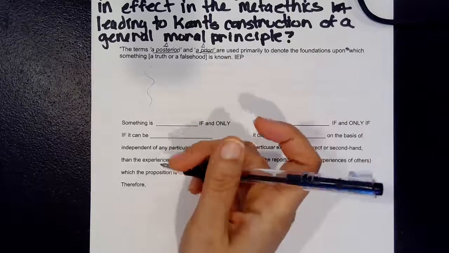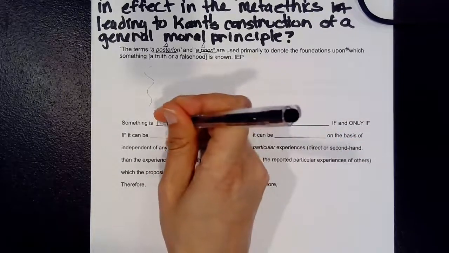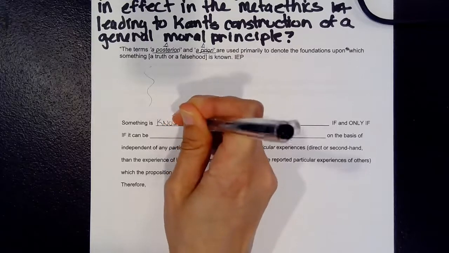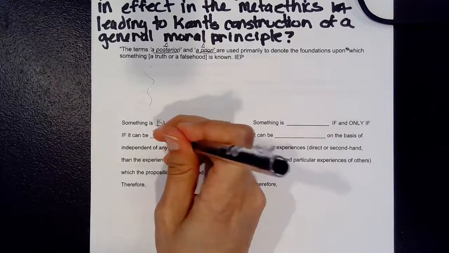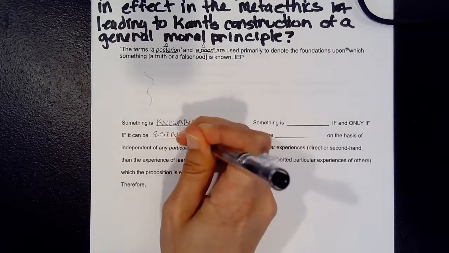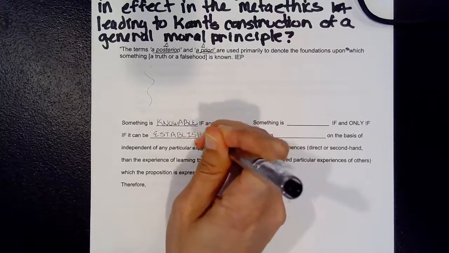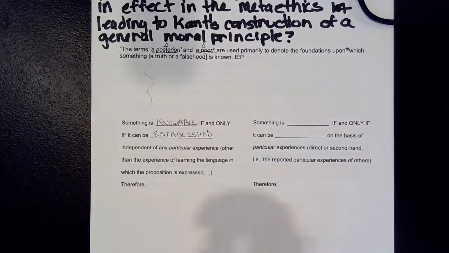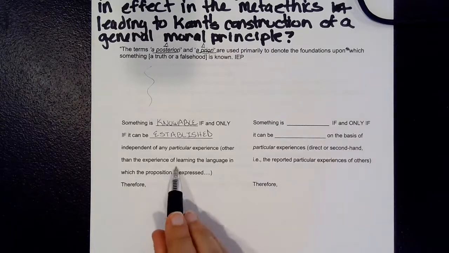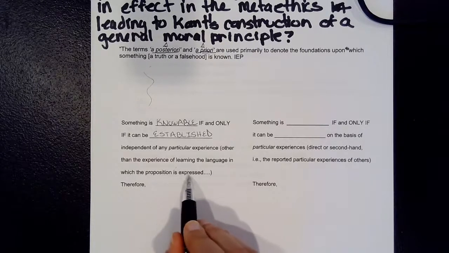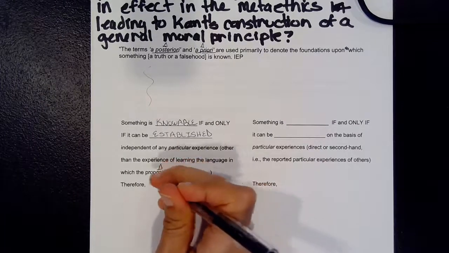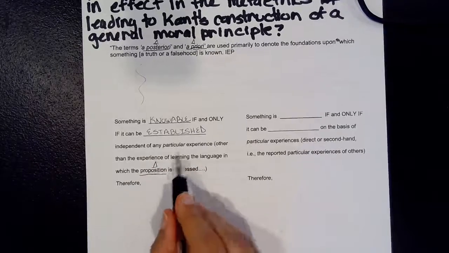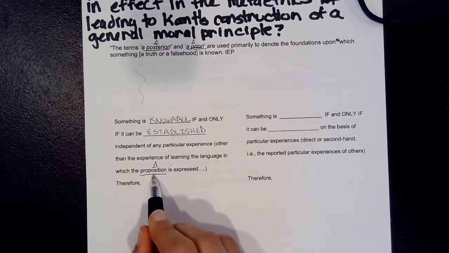So epistemologists would generally say that something is knowable if and only if it can be established independent of any particular experiences other than the experience of learning the language in which the proposition is expressed. So a proposition is simply a truth or a falsehood. It's not the most important concept in here. I'm just highlighting that this is another important philosophical concept, and that simply means a truth or a falsehood.